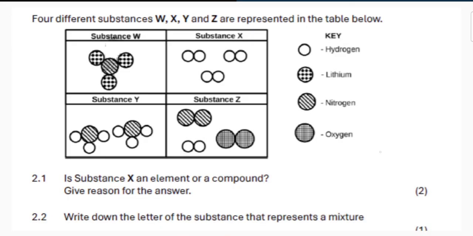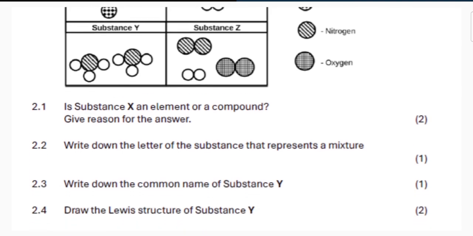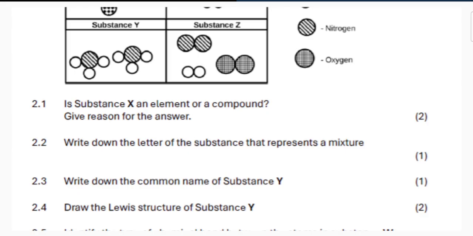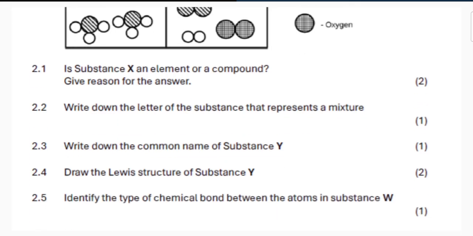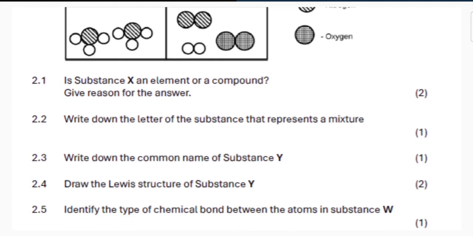Then 2.2, write down the letter of the substance that represents the mixture. Then 2.3, write down the common name of substance Y. Then draw the Lewis dot structure of substance Y. Then identify the type of chemical bond between the atoms in substance W.